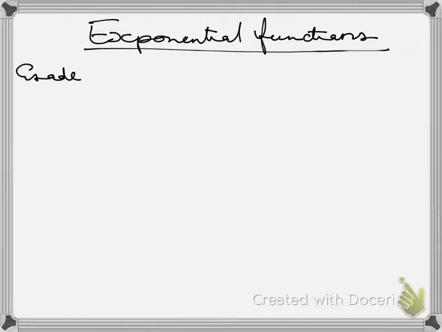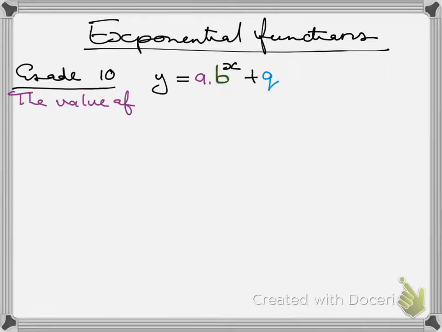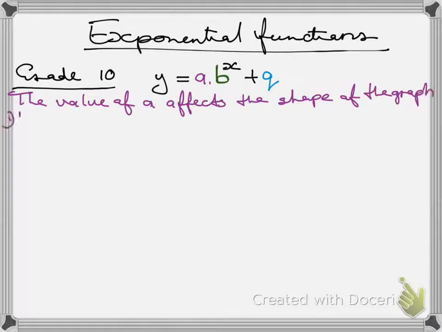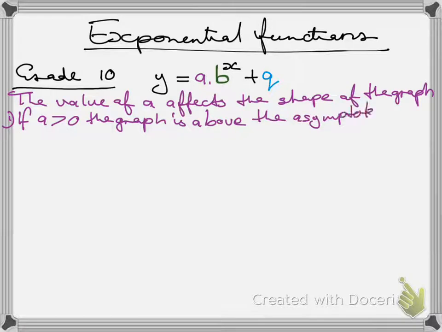So at grade 10, you looked at the exponential function y equals ab to the power of x plus q. The value of a affects the shape of the graph. In which way, you might be asking? If a is greater than 0, the graph is above the asymptote, and if a is less than 0, the graph is below the asymptote.